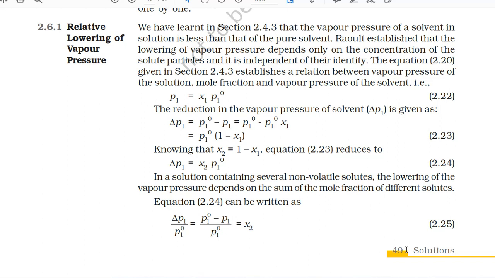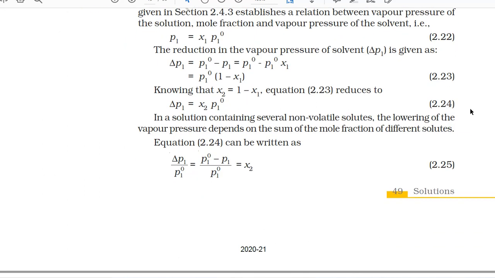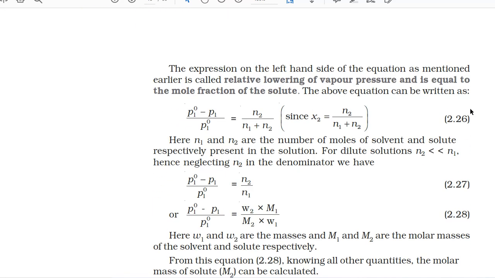P01. In a solution containing several non-volatile solutes, the lowering of the vapor pressure depends on the sum of the mole fraction of different solutes. Equation 2.24 can be written as ΔP1/P01 = (P01 − P1)/P01 = X2.